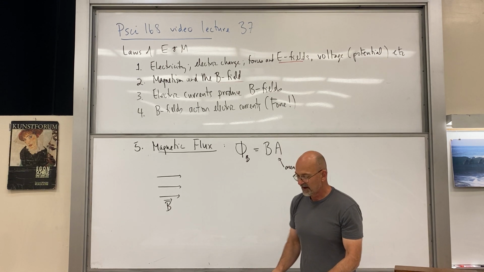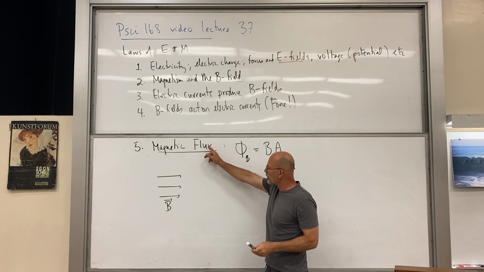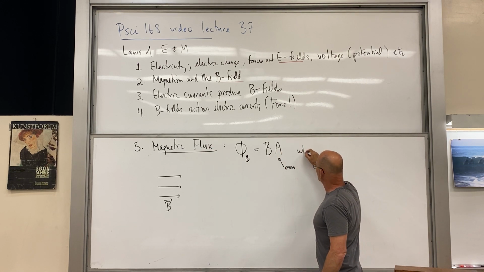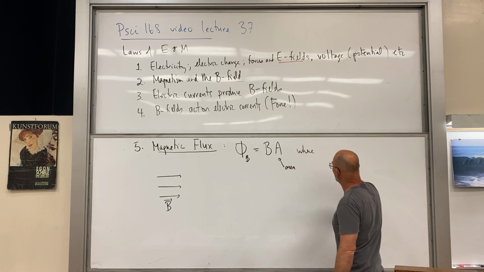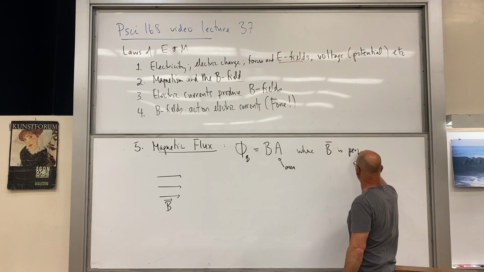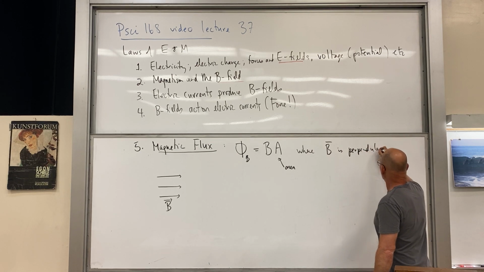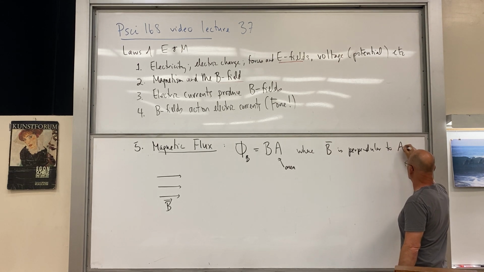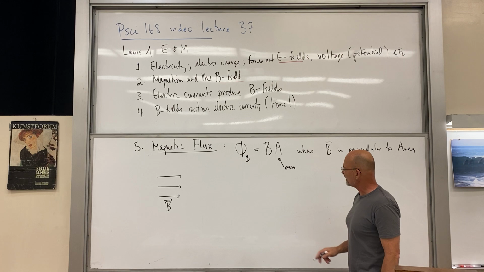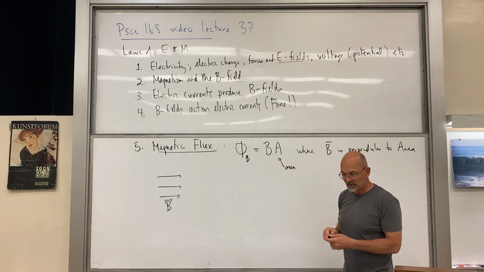Okay. And so flux is another word for flow. So right here, where B is perpendicular to the area. Okay, that makes sense. So that's the magnetic flux.